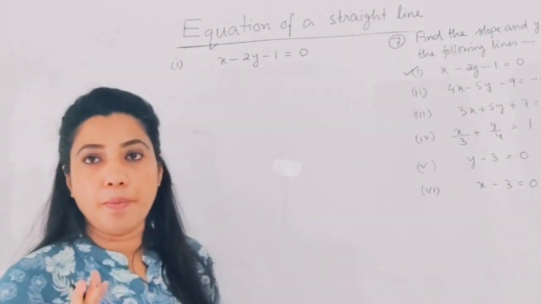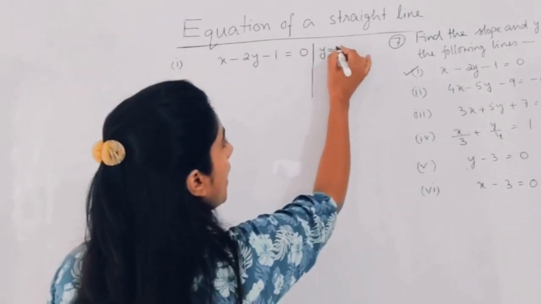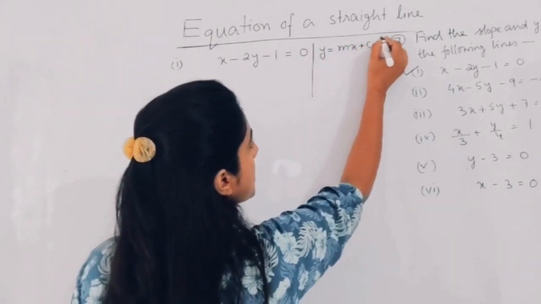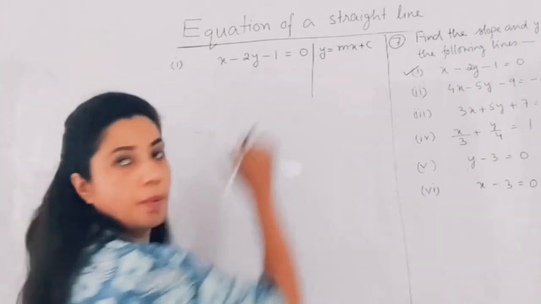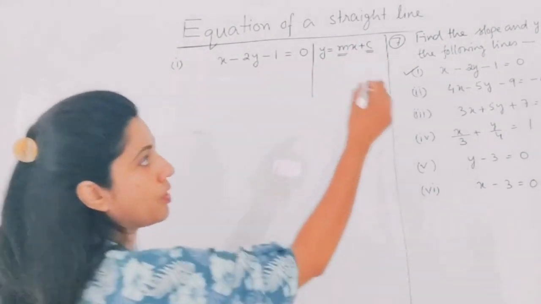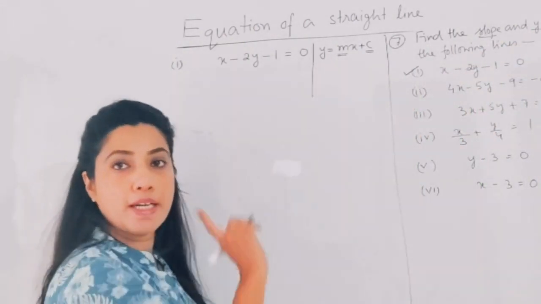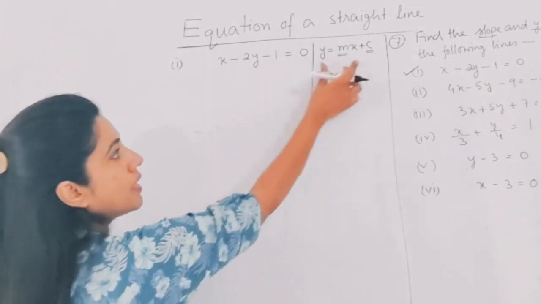For this kind of a sum, remember, we need to convert this equation in the form of y is equal to mx plus c. Because if we can convert it in this form, we can immediately get the slope and the y-intercept. That is the question. Find out the slope and the y-intercept. So we need to get m, we need to get c. So we have to convert this in the form of this.